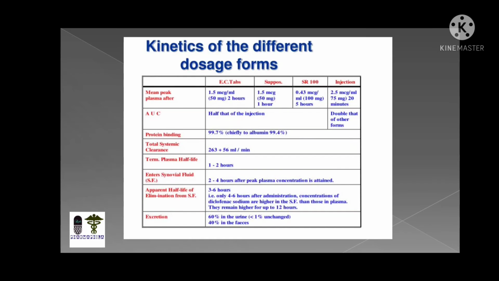Kinetics of the different dosage forms, because different dosage forms have different absorption patterns, bioavailability, and protein binding. So these are some pharmacokinetics of the different dosage forms of this generic, Diclofenac. Here you can see the EC tablets, suppositories, sustained release tablets, and injection, and these have different pharmacokinetic profiles.